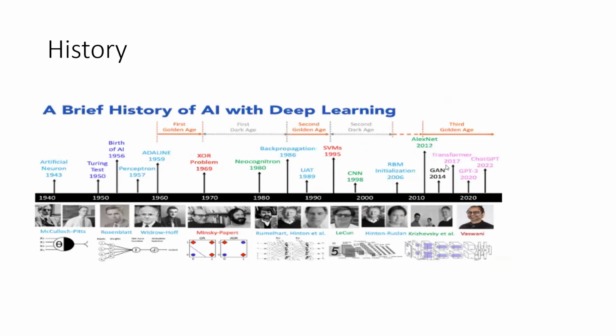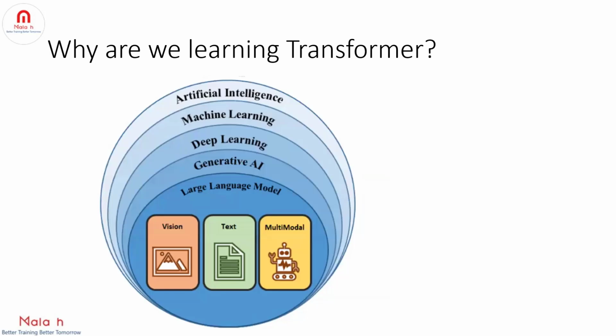So this is the brief history of artificial intelligence, and we will discuss the architecture behind these large language models, that is transformer, in detail in the coming lectures. All right, thank you. In this lecture, let's talk about transformer architecture.